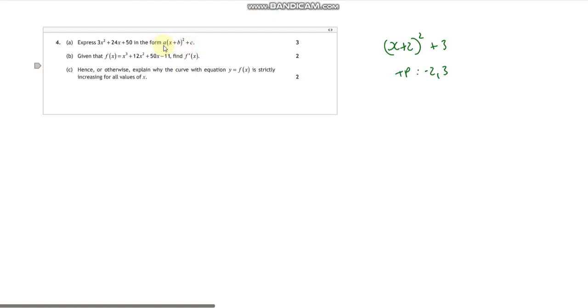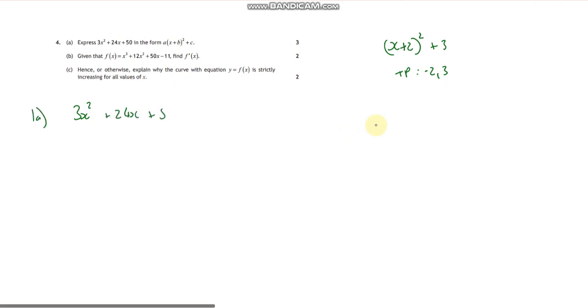Okay, so you can see that there's a common factor been taken out, and then this is like a leftover. So first thing you want to do, I'll write it down, is we need it to be in the form of x squared. We don't want a number in front of that. So I need to take out 3. So it's going to give me x squared plus 8x, and then 50 just stays where it is.